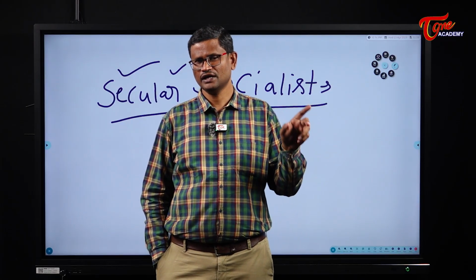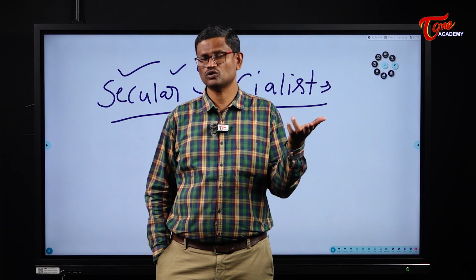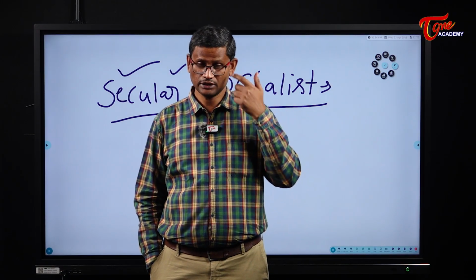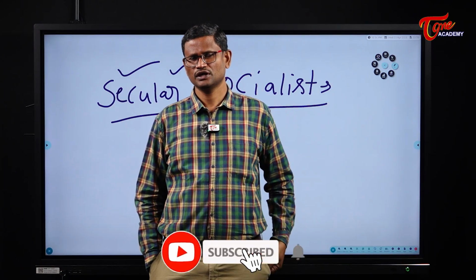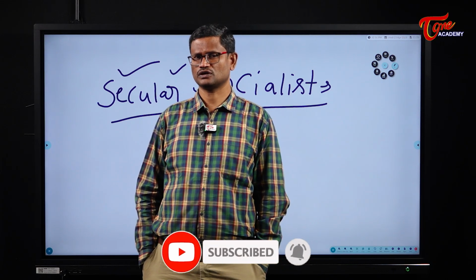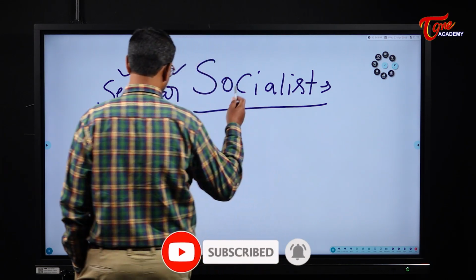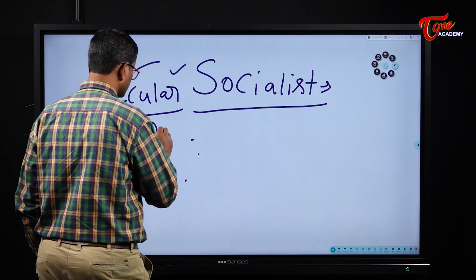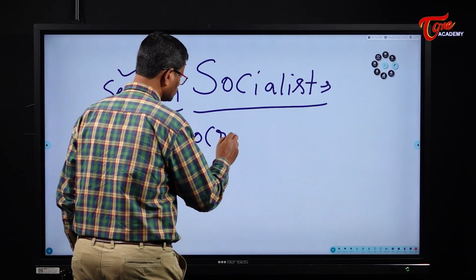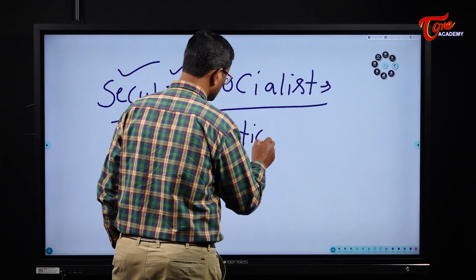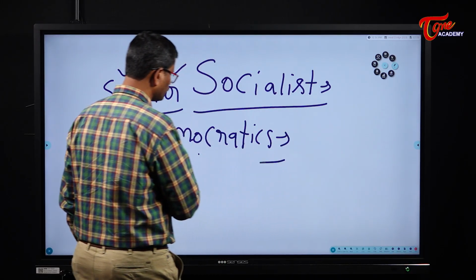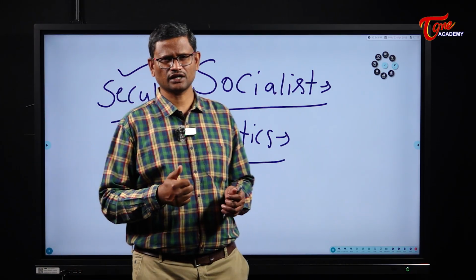That's the reason why he also rejected using the word socialist in the preamble. But he is not definitely against socialism. He is not definitely against secularism. Then the next keywords: socialist, secular, democratic. India is no doubt a democracy, that's what I showed. Democracy is a form of government where the people rule themselves, either directly or indirectly.